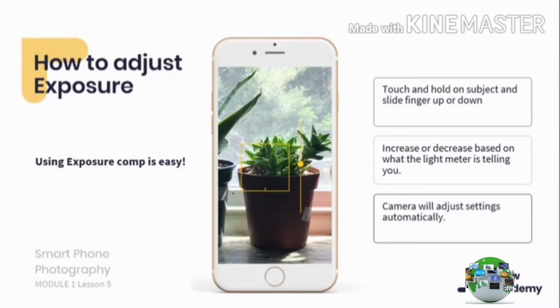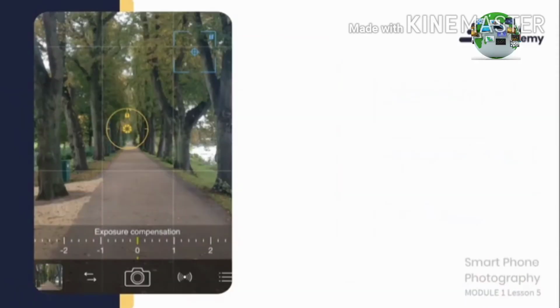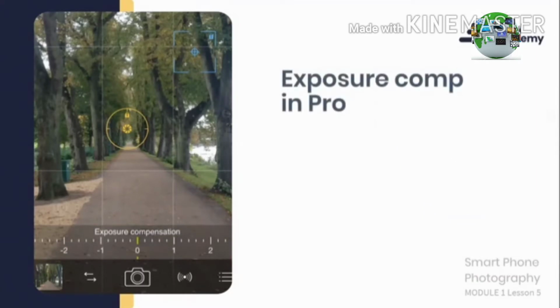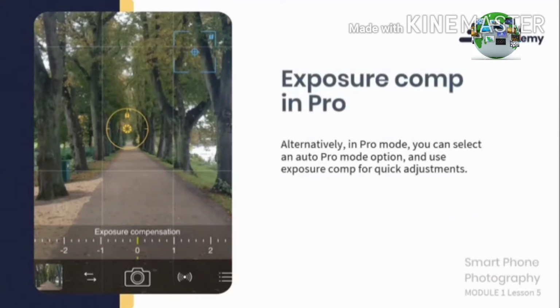Now, obviously, the caveat to that is that we cannot pick a specific shutter speed or specific ISO if we wanted to use that. For that instance, we would need to go into the fully manual mode within the Pro mode. So another way to do that is using exposure compensation in Pro. You can select the Auto Pro mode option, as I mentioned, and use exposure for quick adjustments.